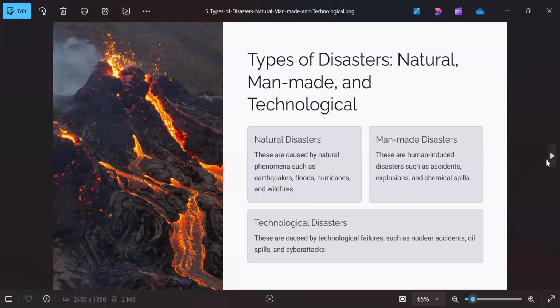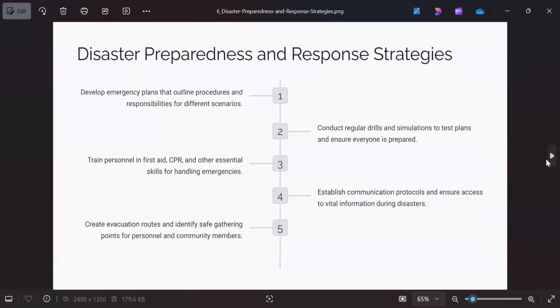So when we talk about disaster, usually we talk only about floods and hurricanes and earthquakes, but there are three types of disasters. The disasters can be natural disasters, man-made disasters, and technological disasters. So, as an engineer, we have to be prepared for all types of disasters.